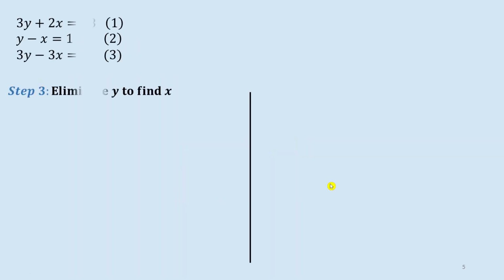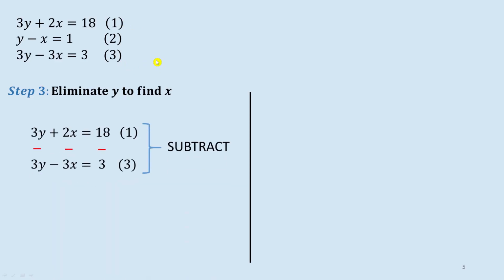Now I've got 3 equations: equation 1, equation 2, and equation 3. But equation 3 is a multiple of 2, as I've multiplied equation 2 by 3. So now let's have a look at equation 1 and equation 3. I've got 3y plus 2x equals 18, and 3y minus 3x equals 3.